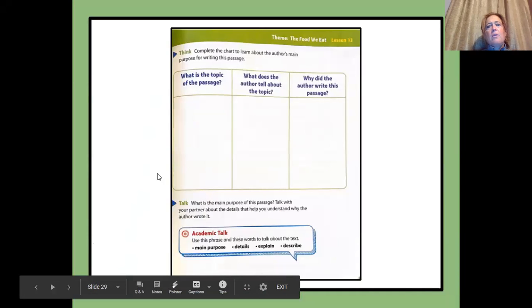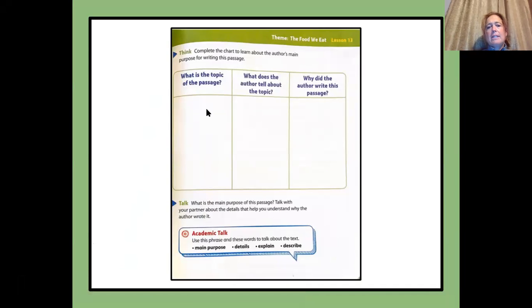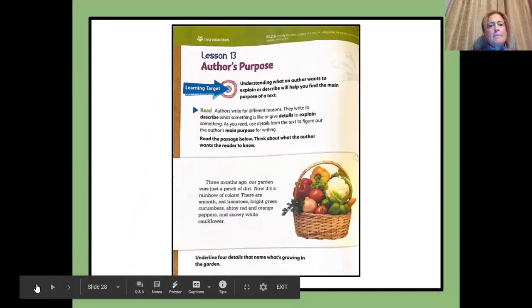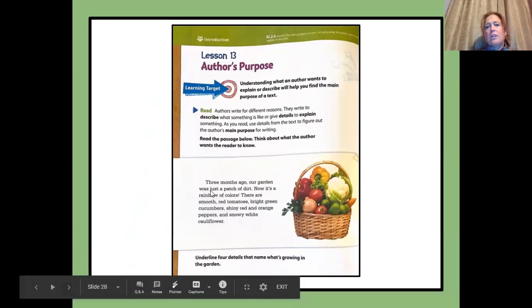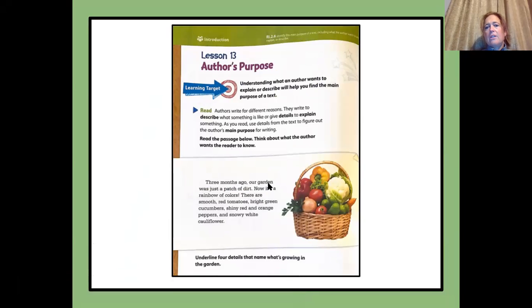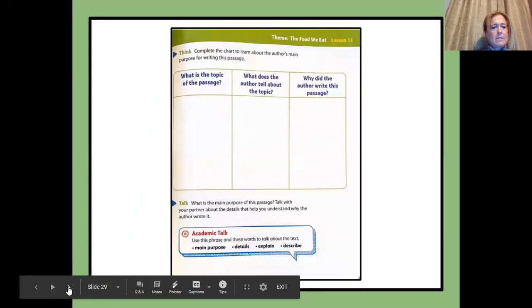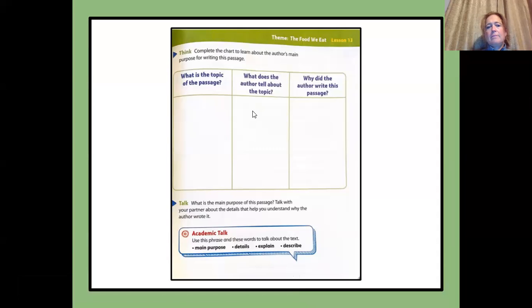All right, what is the topic of the passage? So let's go back. What is the topic of the passage? The topic of the passage is our garden we grew was just a patch of dirt. Now it's a rainbow of colors. So their topic is their garden. What does the author tell about the topic?